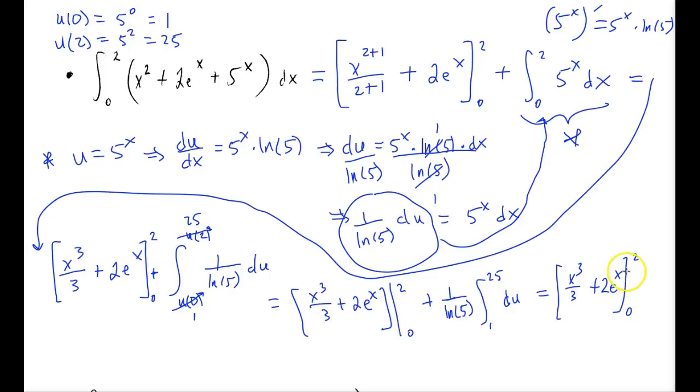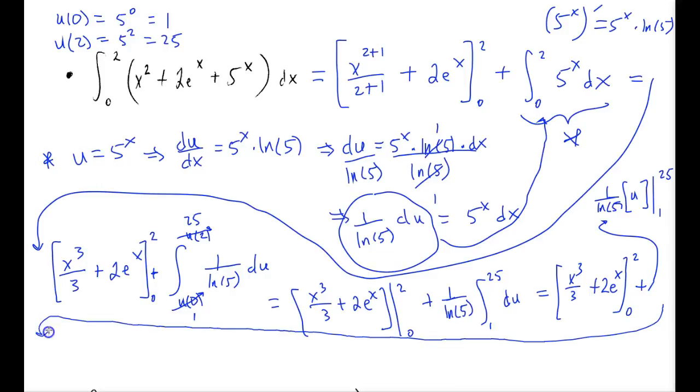And then we will also do plus, and I'll just write this up here before I go down there. This will be 1 over natural log of 5, and that will be u from 1 to 25. And of course, all of that will come down here and finish up.